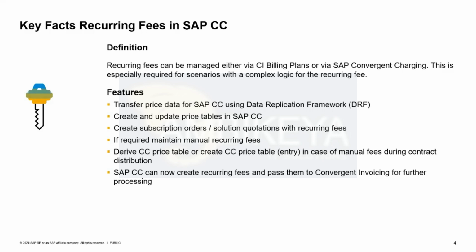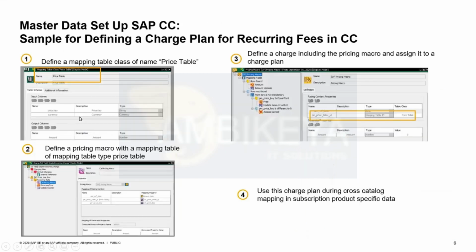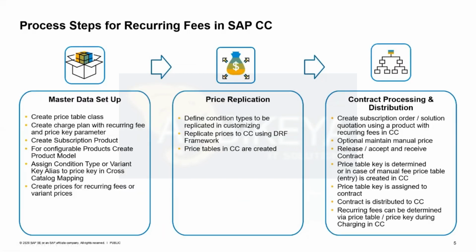With all these features, it is now possible to support that CC triggers a recurring fee based on a scenario. What are the steps that need to be done in the system? On the CC side, first we need to create a price table class from the product master setup. From the CC side in the system, you need to define a price table class. Then create a charge plan with recurring fee and a price key parameter and a price table parameter.